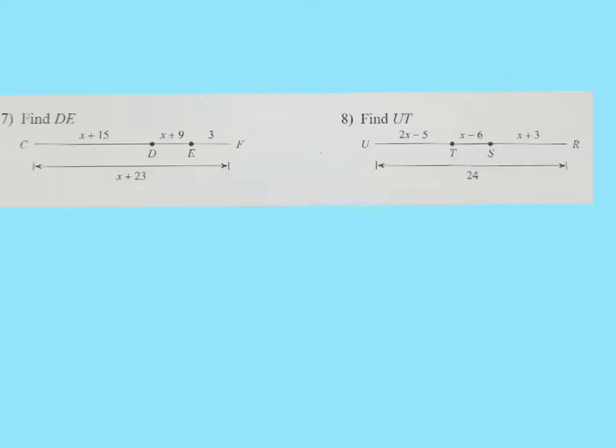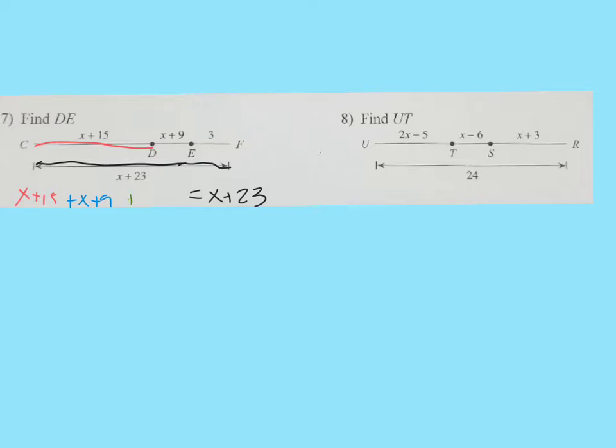Alright, 7 and 8 are exact same concepts. So once again, the first thing I do is I find the biggest piece, which is going to be CF. So that's going to be equal to x plus 23. So I put that after my equal sign. That's just usually what I do. Then the red piece would be CD, which is x plus 15. The blue piece, x plus 9.